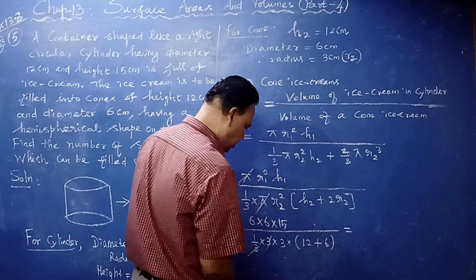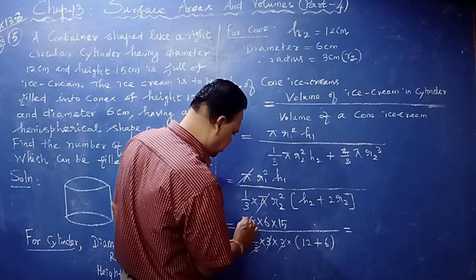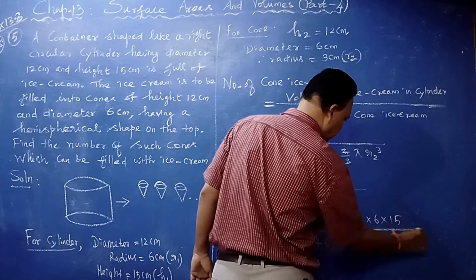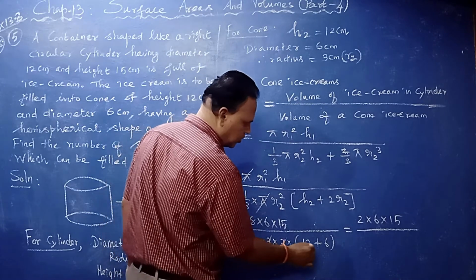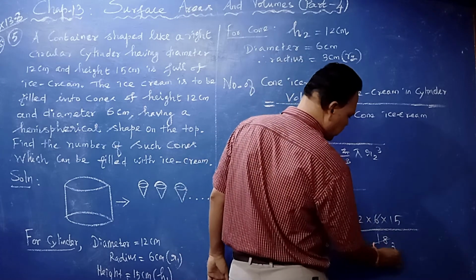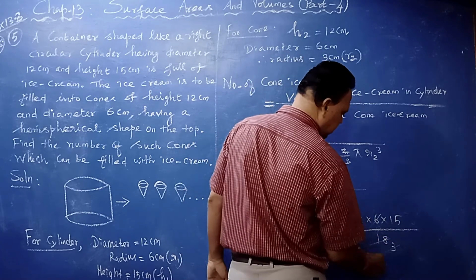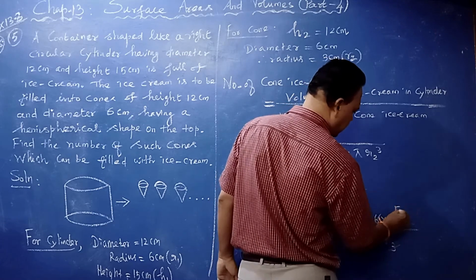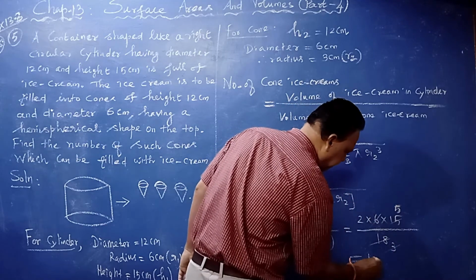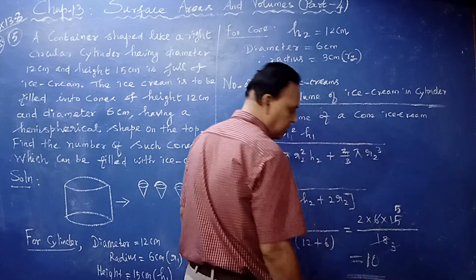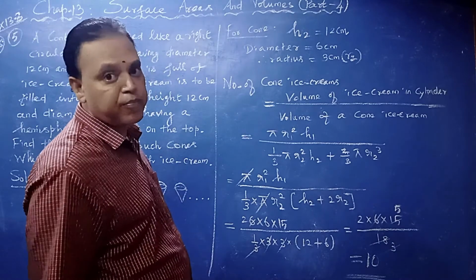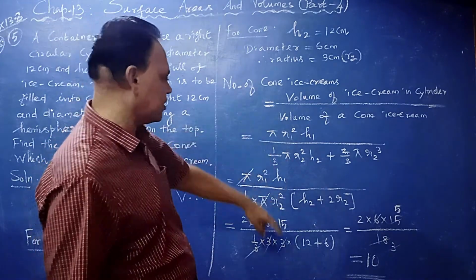That is equal to, here, the 1 by 3 you cut, so it will be 2. So 2 into 6 into 15 by, here everything, 18. That means this 6 you cut, it will go 3 times. Then this 3 you cut, means 5 times. So 2 into 5 is 10. So you will get 10 cone ice creams. Number of cone ice creams is equal to 10. That is a number, so don't write any unit.